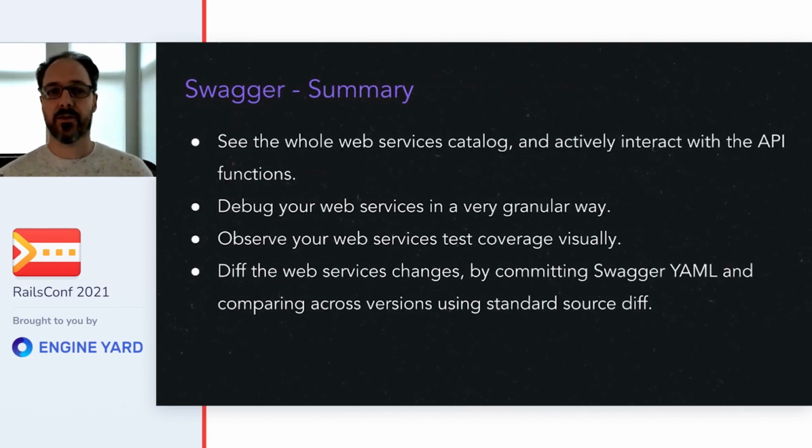So in summary, on Swagger, you can see your whole web services catalog and interact actively with your API. Swagger also has some other functions like generating client code. You can debug your web services in a very granular way. You can observe your test coverage visually. You can see what's covered and what isn't reflected back to you in Swagger. And you can diff your web services changes by committing your Swagger YAML and then going through the standard review process.